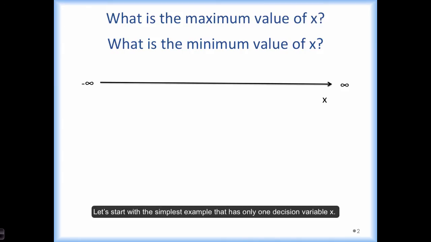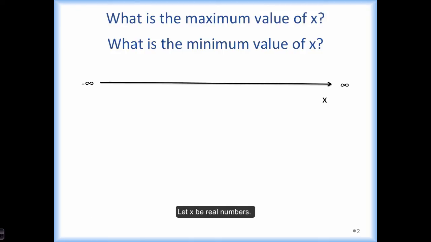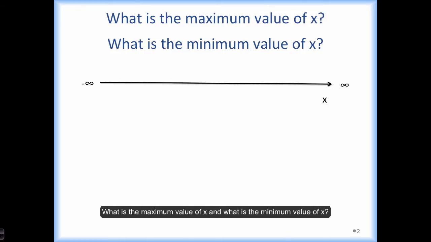So let's start with the simplest example that has only one decision variable x. Let x be real numbers. What is the maximum value of x and what is the minimum value of x? Without any constraints, we know that x could range from minus infinity to infinity.